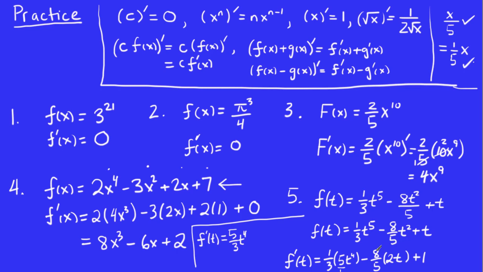And here we have 2 over 1, 16 over 5 t. And the plus 1 is just recopied. Okay. So that would be the final answer for number 5 here, okay? Why don't we go to a new page? Let's do number 6.